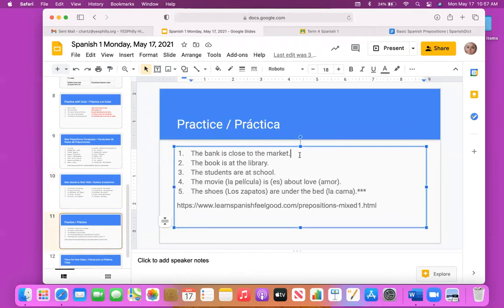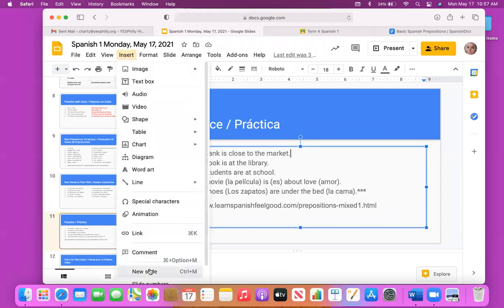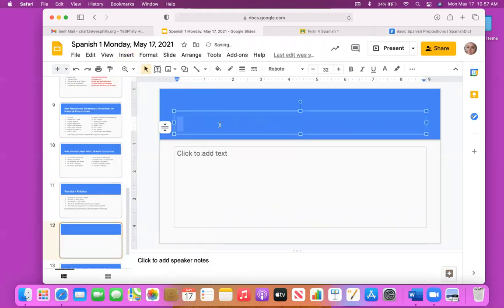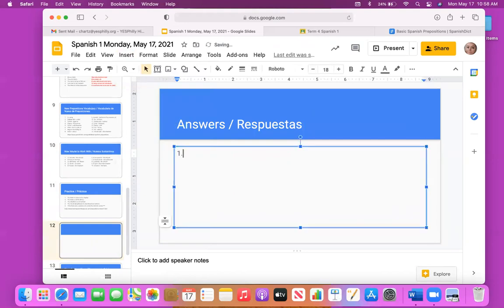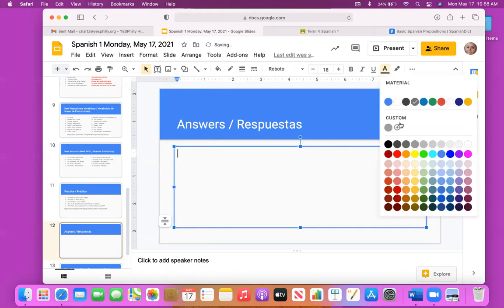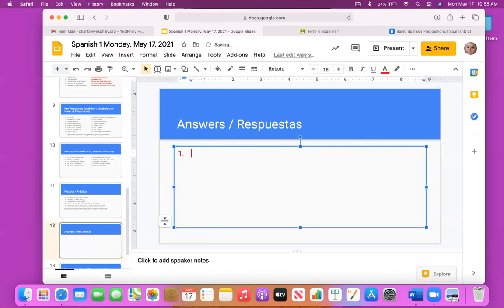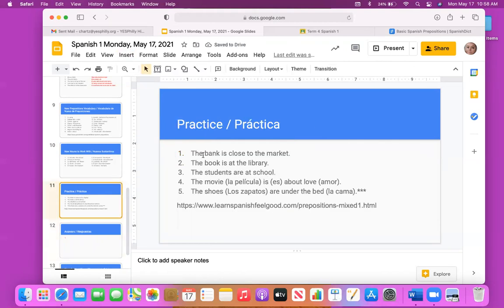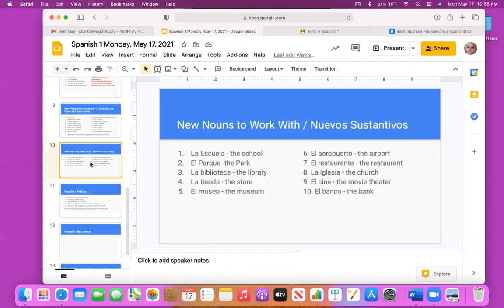So I have some practice here. And then I'm actually going to insert a new slide in because there's not really enough room to put the answers in. Okay, so we have the bank is close to the market. So let's go back to our new nouns here, and we have the bank. So we'll insert that first.